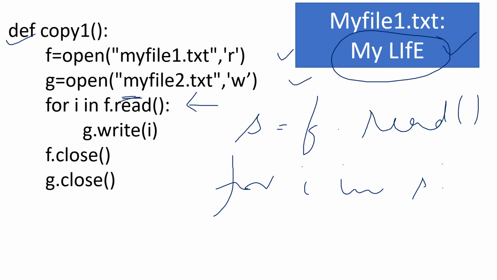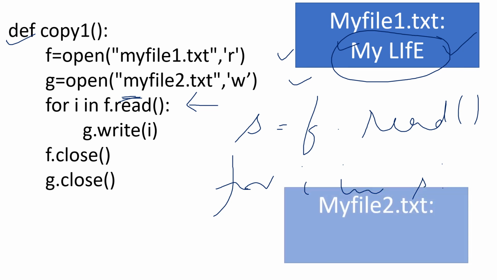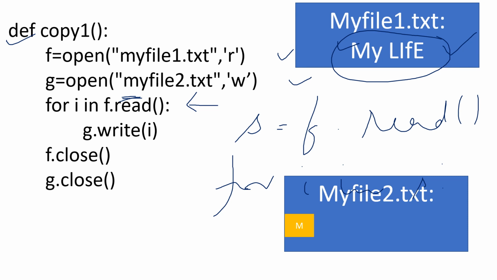So due to the loop, one element of the string will move into i, and as the first value will be M, it will transfer M into the file 2, then it will read Y, and due to the write function it will write Y, again it will move up and read L, and then due to the write function it will write L, okay, after the space, and then I from this one, and again it will have I. Like this the loop will move, and all the content of the myfile1.txt will be copied into the myfile2.txt. After copying the data you have to close both the files.